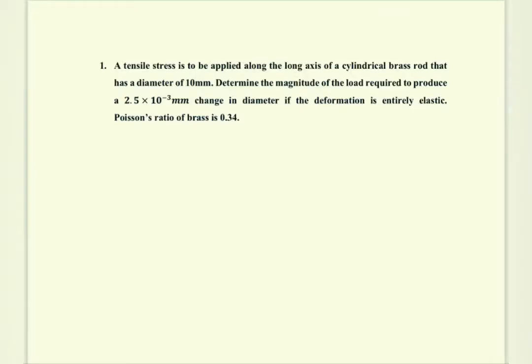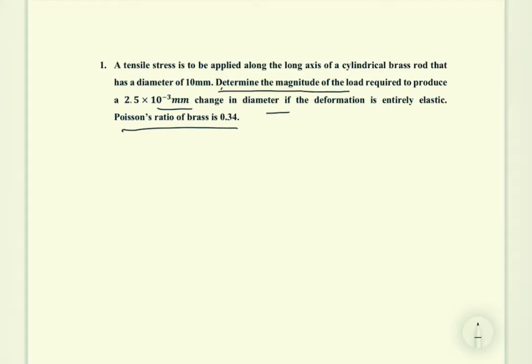Let's start with the problem. First problem. A tensile stress is to be applied along the long axis, long axis meaning the longitudinal direction, of a cylindrical brass rod that has a diameter of 10 mm. Determine the magnitude of the load required to produce a 2.5 × 10^-3 mm change in the diameter if the deformation is entirely elastic. Poisson's ratio is given.